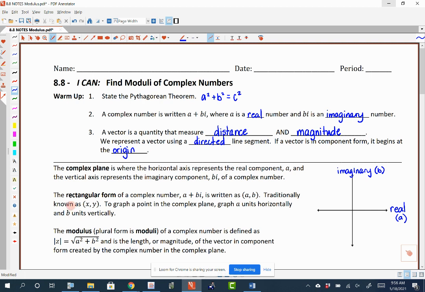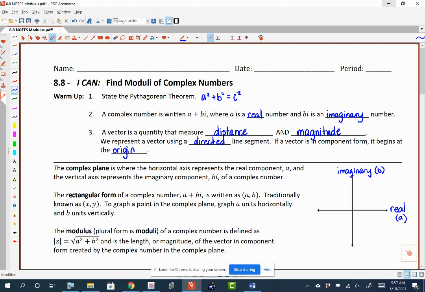We note below that the rectangular form of a complex number, a plus bi, is written as (a, b), which is very similar to our (x, y) that we've dealt with before. So we'll put any real number on our real axis and any imaginary on that vertical axis. To graph a point in the complex plane, we're going to graph a units horizontally and b units vertically, just like we would do if it was an xy.